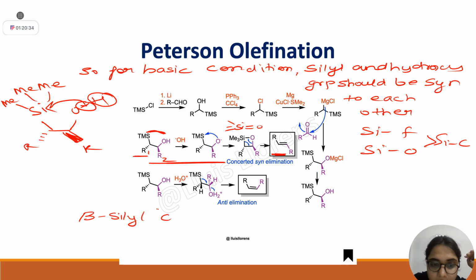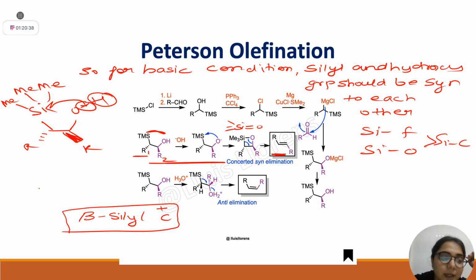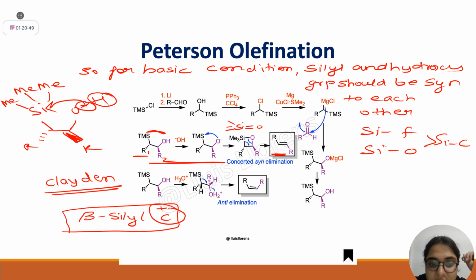I can tell you right now also how beta silyl carbocations are stable, but I want you to read Clayden for this. There it is clearly written how the silyl group helps in the stability of this carbocation. Why am I saying beta? This is your silicon, this is your alpha carbon, this is your beta carbon. Read in Clayden for more understanding.